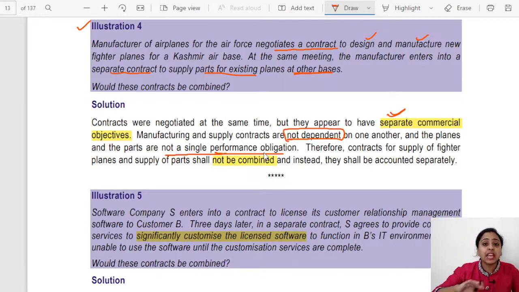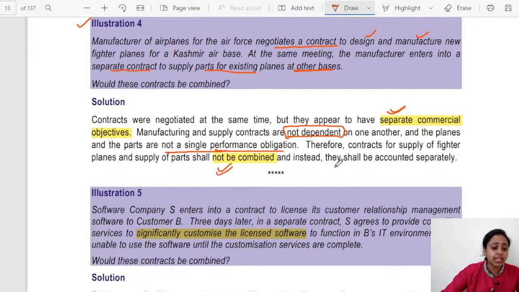contracts. Okay, in one contract you have to design and manufacture the new planes. In the other contract there is a separate performance obligation. The promised goods and services are separate because you have to supply the particular parts for the existing planes. Okay, so there is a separate performance obligation. Therefore the contracts should not be combined. Next, illustration number 5.